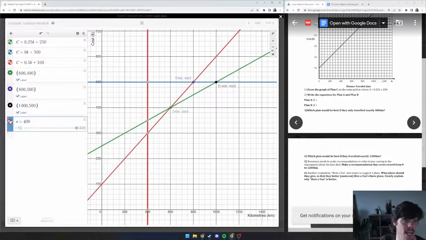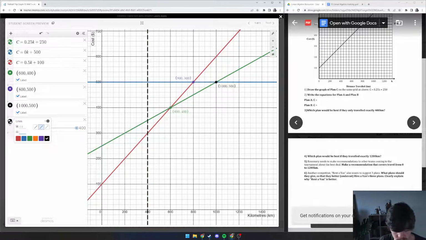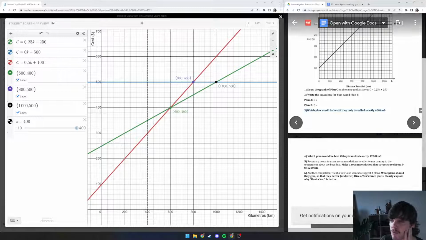I'm actually going to make this dashed just to make it pretty. So what I'm going to do is hover over this, tap this. Might do it in black because that's cool. It's a little bit thick. Let's go one. Beautiful. Okay, so now, which plan were they best if they only traveled 400 kilometers?